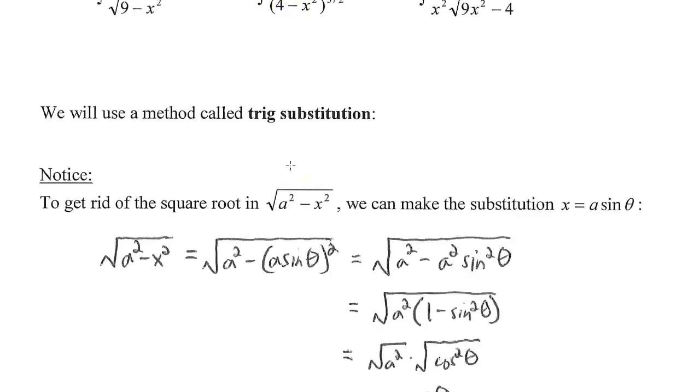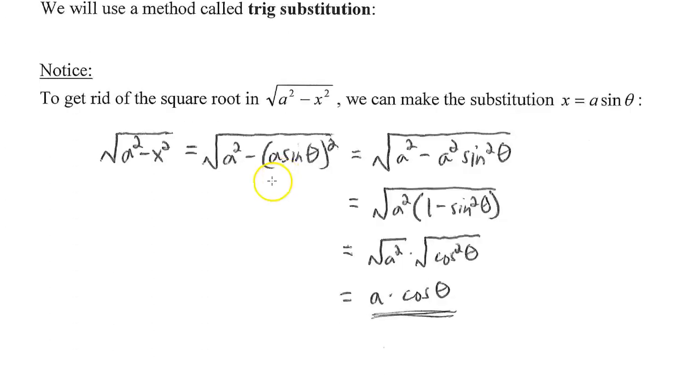Okay, so how do we do this? Okay, so what does trig substitution involve? Well, the idea is this. We're going to make a substitution to simplify this square root. Essentially, we're going to get rid of the square root. So in the case where we have the square root of a squared minus x squared, the substitution that we're going to make is x equals a sine theta. Okay, if we let x be a sine theta, this is going to simplify nicely, and in fact the square root will go away.